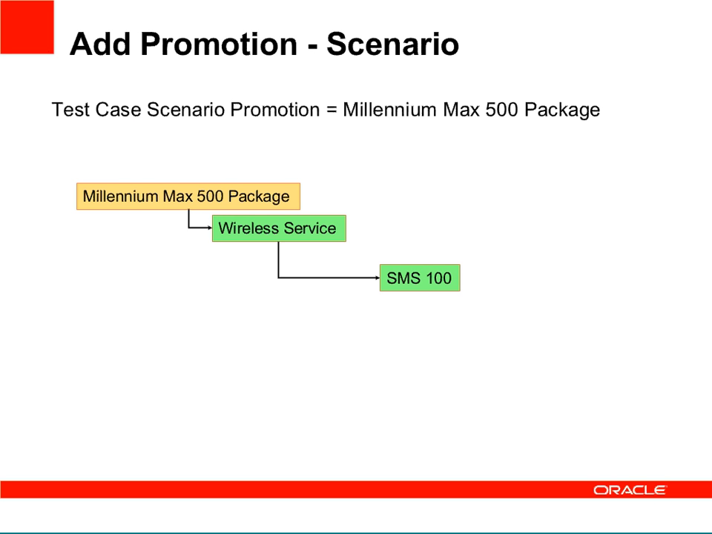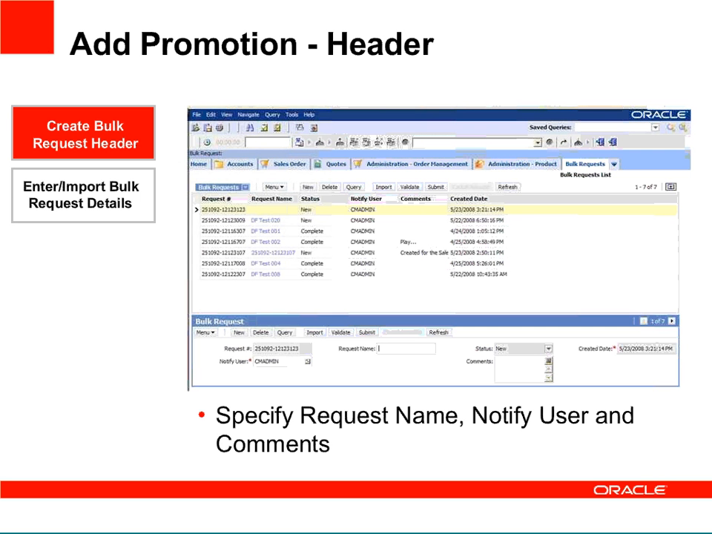To add a promotion, let us consider a test case where a promotion Millennium Max 500 package has to be added, where we need to add a product promotion wireless service and add a product component SMS 100. As discussed earlier, navigate to the bulk request screen and create the header record and specify a request name, notify user, and comments.